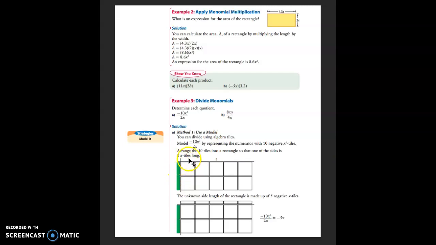So I know that a negative x multiplied by a positive x will give me this negative x squared. So in that case, I know that this tile right here must be negative x, because negative x times positive x will give me negative x squared. Likewise, I do that for each of them, then I should have 5 negative x tiles right here. So I then know that negative 10x squared divided by 2x gives me negative 5x.